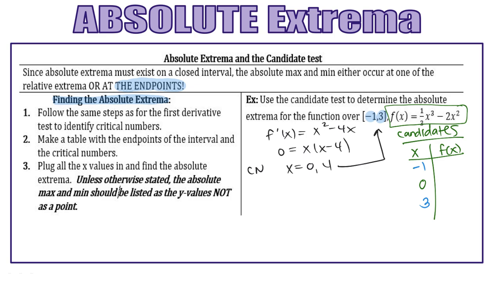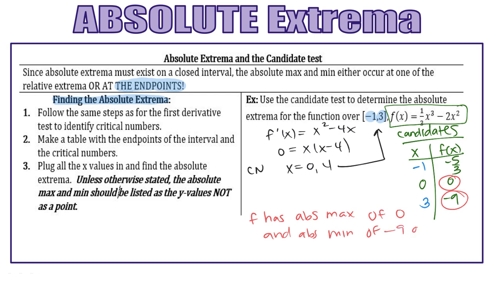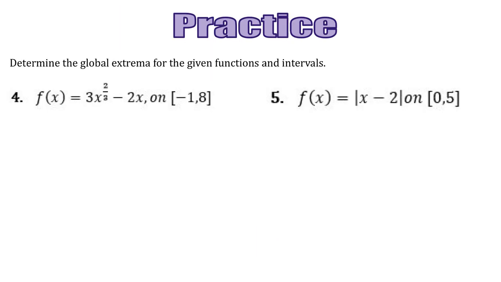Now, I'm going to plug those back into my original function and find their outputs. Go ahead and do that on your own. Here are those values. And now we're going to identify the largest, which is 0, and the smallest, which is -9. So we can say f has an absolute max of 0 and an absolute min of -9 on the interval from -1 to 3. Let's look at another example. So go ahead and try this out on your own for number 4, and then I will work through number 5 with you.